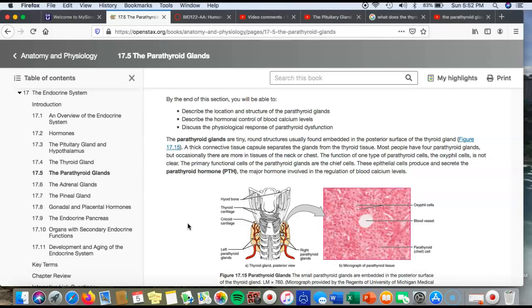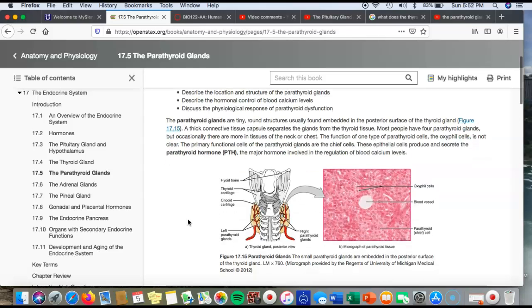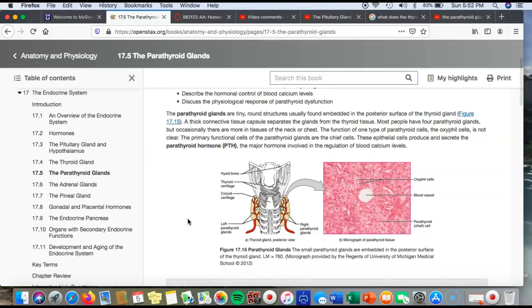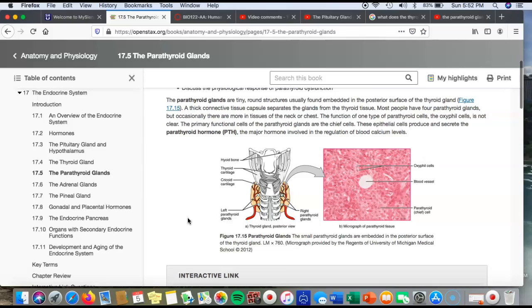There's a few different types of cells on them. The function of one type, which are the oxyphil cells, we're actually not sure what they do. But the primary functional cells that you'll find in the parathyroid glands are the chief cells. And those are epithelial cells, and they produce and secrete the parathyroid hormone, which is the major hormone that's involved in regulation of blood calcium levels.